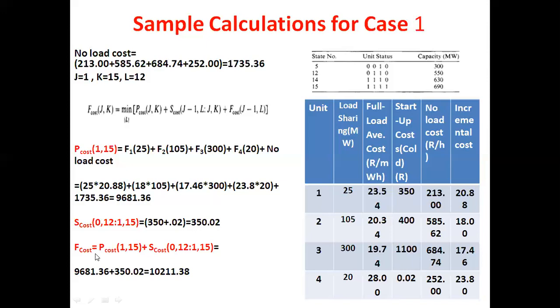So the total fuel cost becomes the summation of this cost and this cost. For j equal to first hour, k equal to 15 state, the total cost is 10211.38. This is the way we calculate for j equal to 1, k equal to 15, and n equal to 12. That is the first hour, state 15.